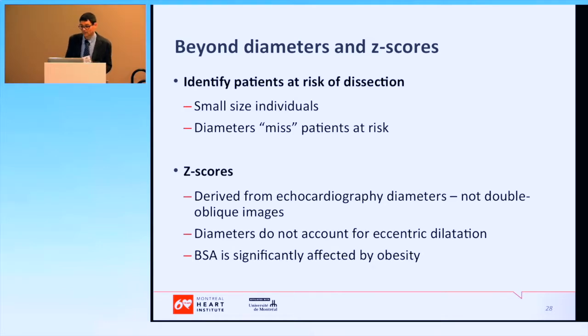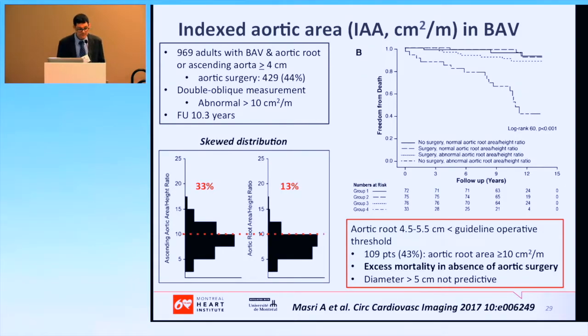They are derived from echocardiography diameters. These are not double oblique images. They therefore do not account for eccentric dilatation, and they rely on BSA, which is always affected by obesity. Therefore, there's been a regain of interest in the indexed aortic area to identify patients with aortic dilatation that may be missed by aortic diameter.